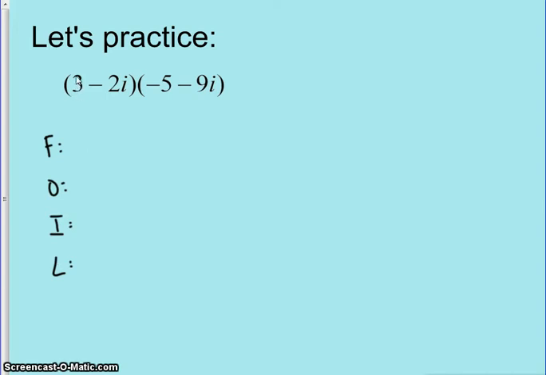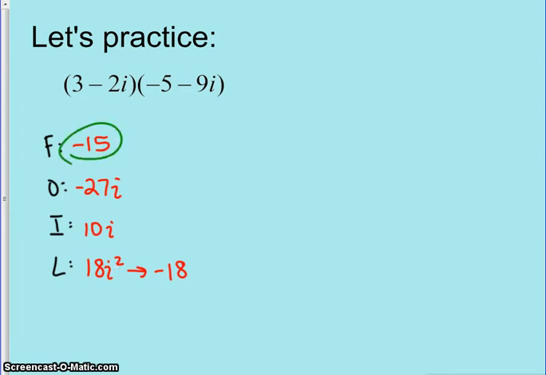Alright, so the first terms are 3 and negative 5, so that's negative 15. The outer terms are 3 and negative 9i, so that's negative 27i. The inner terms are negative 2i and negative 5, so that's a plus 10i. And then the last terms are negative 2i and negative 9i, so negative 2 times negative 9 is positive 18, and i times i is i squared. This is going to change to a negative 18 because of the i squared.